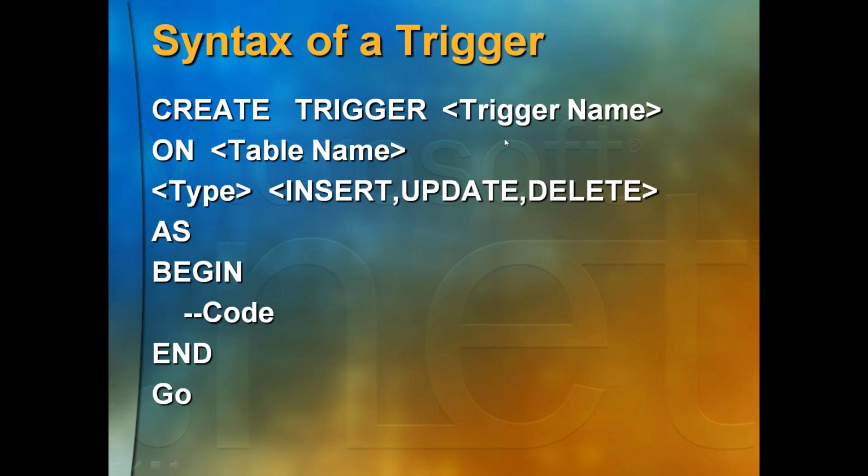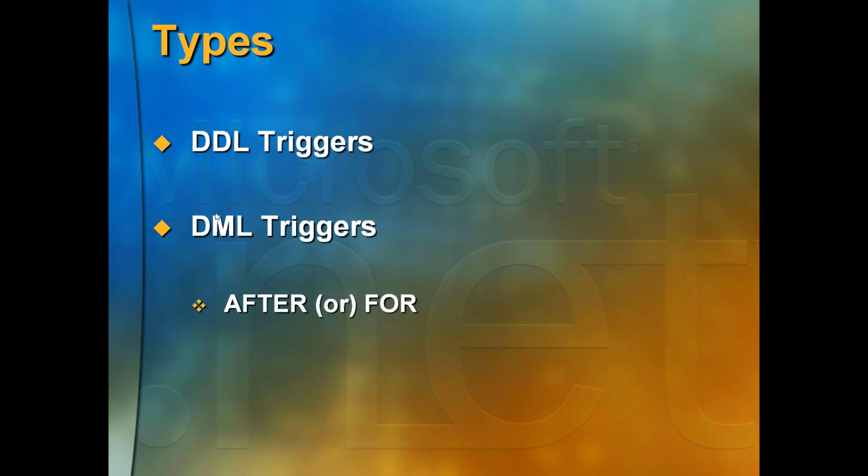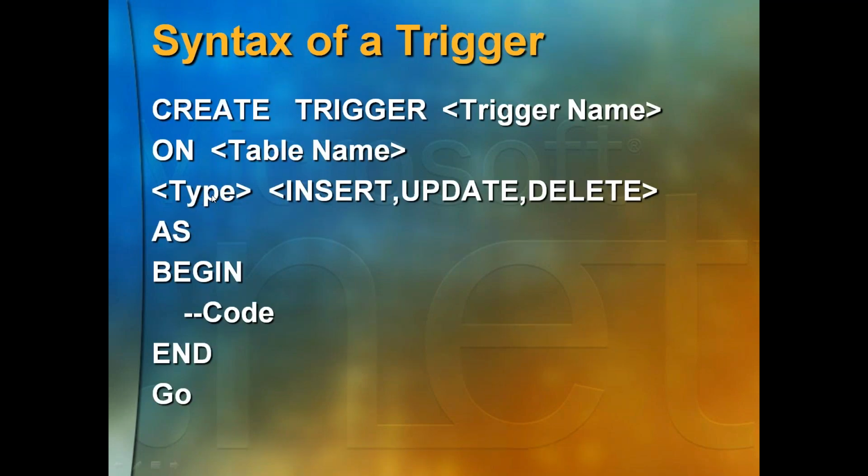So the trigger name, on which table you want to create the trigger, and what is the type of the trigger. Type means I'm talking about these two triggers, after or instead of. These are the types of triggers. You can give the name, right? So in an after trigger, it has to be fired when there is insert, update, delete, as begin. You write the complete logic here, and end and go.